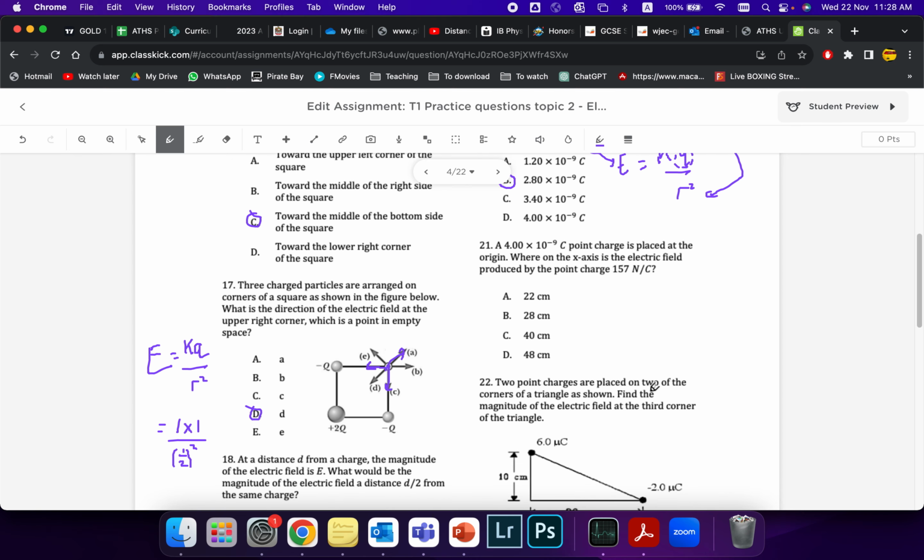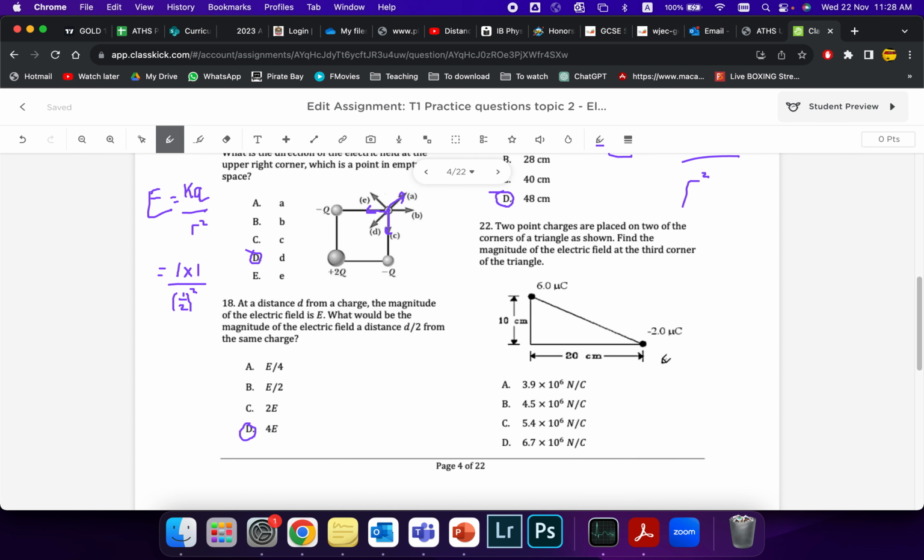So question 21. Over here, we're doing the same idea. We have this charge. We have this field. Where on the x-axis? Now I'm solving for R. Same thing. E equals KQ over R squared. Solve for R. We have 157. I have 9 times 10 to the 9, and I have 4 times 10 to the minus 9. So the minus 9 and the positive 9, they will actually cancel. Anyway, so 9 multiplied by 4, and then solve for R squared. That equals 157. If you do this, you should get 0.48 or 48 centimeters.